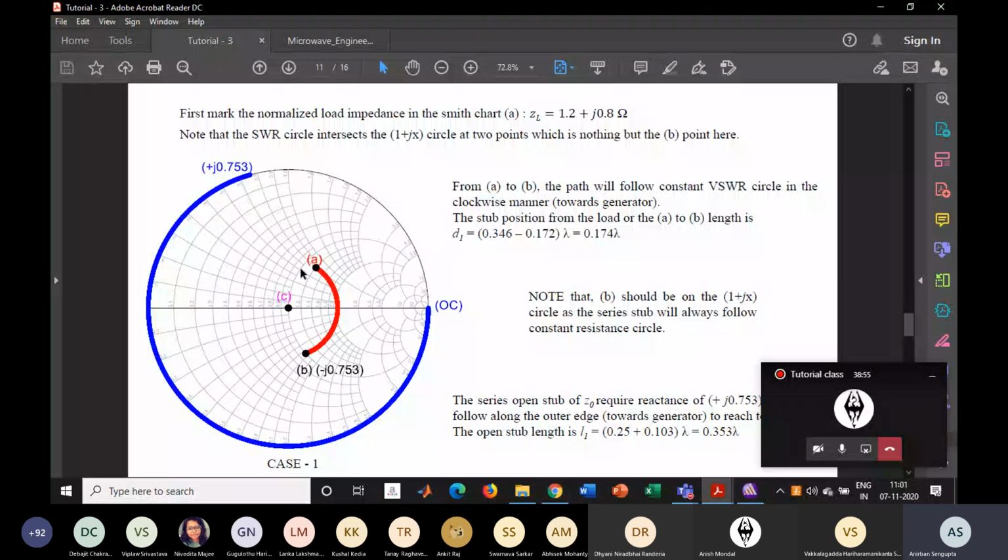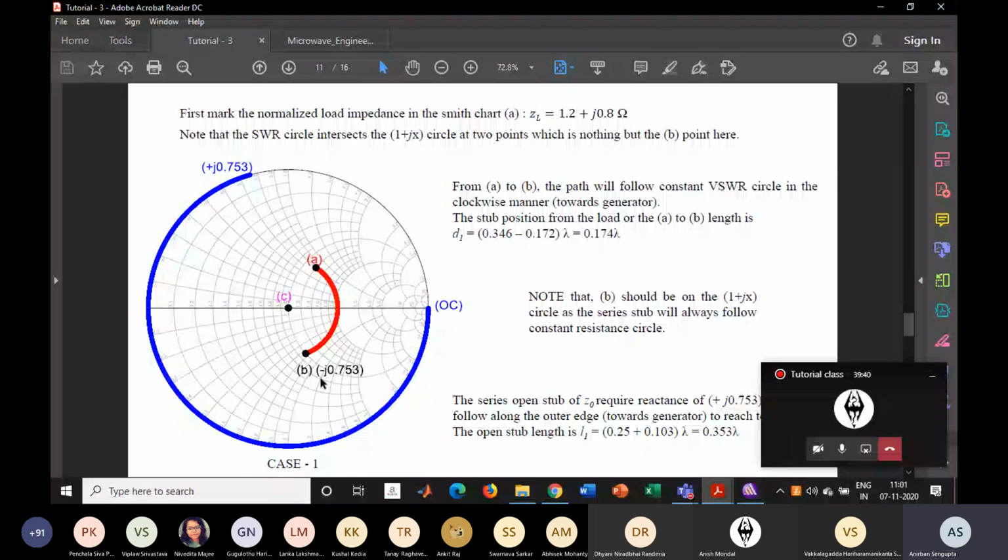So now what you have to do: you take the intersection point here and connect one line from the center to here, extending to this point at the outer side of the Smith chart. From this point you can find the reactance part of this point. That will come out as minus j 0.753. It is around here.